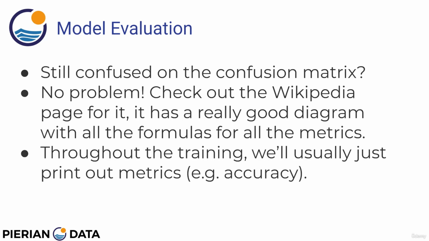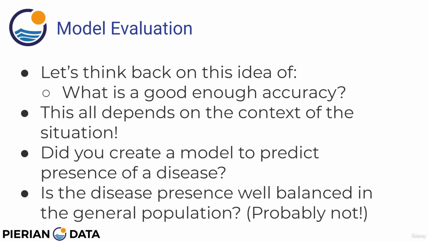Now, if you're still confused by the confusion matrix, it's no problem. Check out the Wikipedia page for it. It has a really good diagram with all the formulas for all the metrics. And throughout the training in this course, we're usually just going to print out metrics, such as printing out basic accuracy.